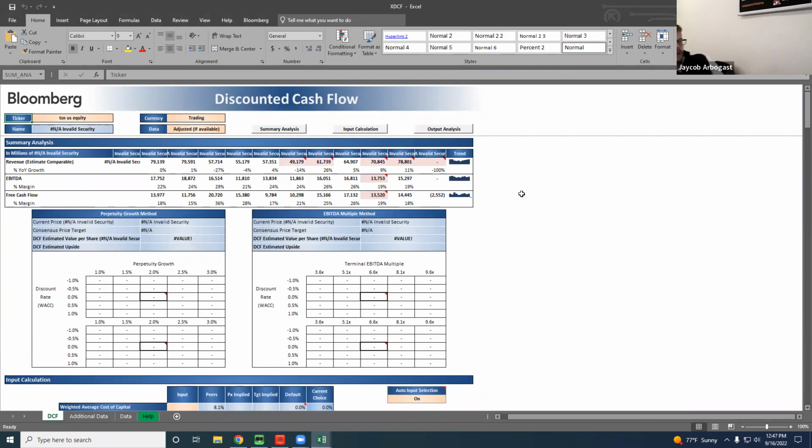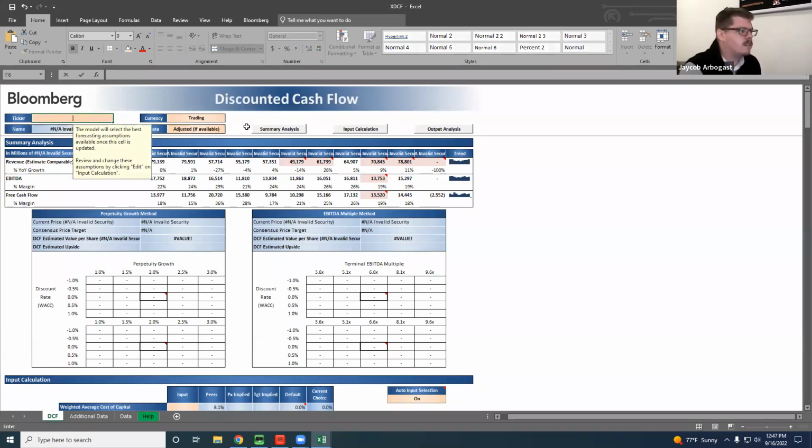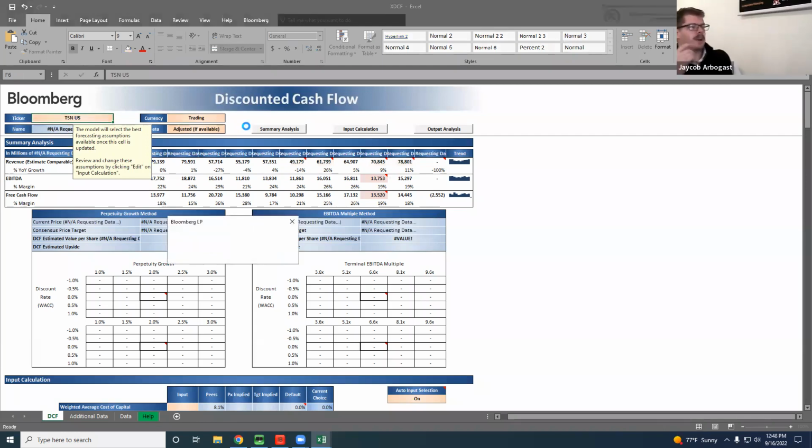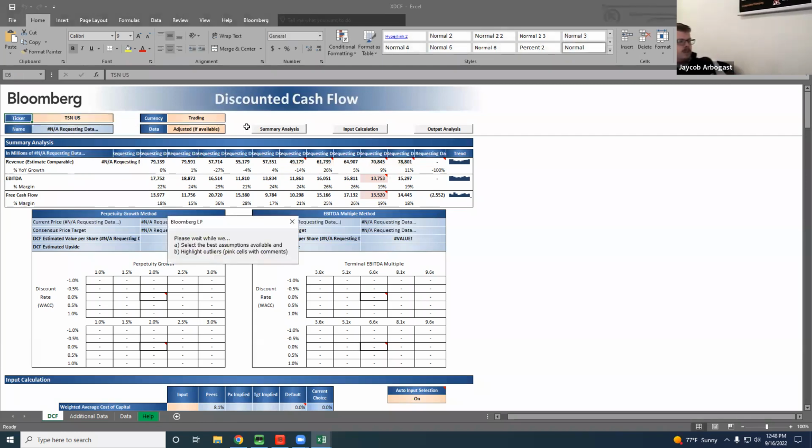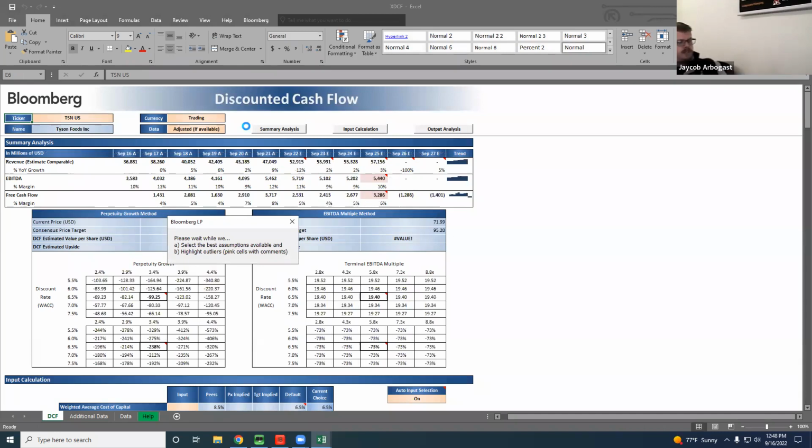It's loading, it's taking forever. But it'll build a model of if the world were to do this, Tyson would respond in this way. And then we want to say, okay, if that's the case, what happens? Is it done already? It didn't fill in any of these numbers. No good. Oh, it says invalid security. TSN US. I won't put equity. Maybe it just doesn't know what to do with the word equity. Yeah, there it goes. Now it says Tyson Foods. Now the numbers are showing up.